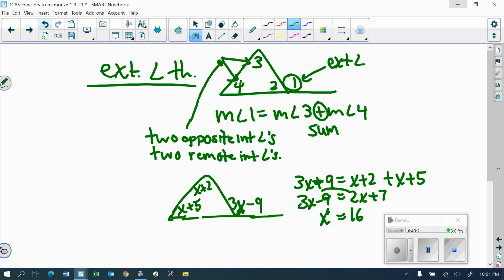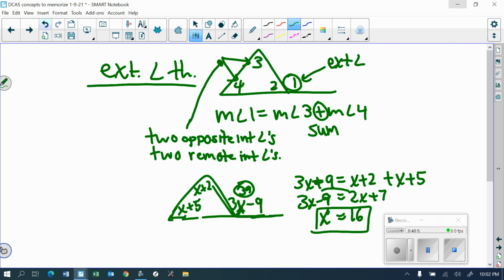Okay, so the answer, if it asks for just x, is 16. If it asks for one of the angles, I'd plug the 16 back in. 3 times 16 is 48, minus 9 is 39 degrees. Of course, that's not going to be the case realistically, because from what it looks like at least, that's an obtuse angle greater than 90 degrees. But anyway, that's how you'd set up your equation.